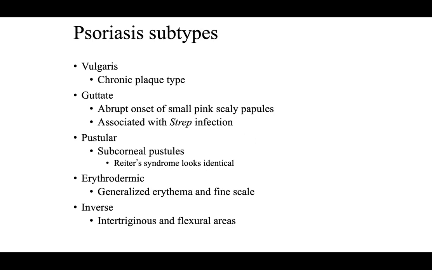So if you see some type of pustular eruption, you should definitely make sure that you rule out Reiter syndrome or keratoderma blennorrhagicum, which can look exactly like psoriasis, but presents on the palms and soles. And it's usually due to some gonorrhea or chlamydia infection. Reiter syndrome is also known as reactive arthritis. We're trying to get away from the eponym here. Erythrodermic psoriasis presents as generalized erythema and fine scale. And inverse psoriasis is mainly defined by where it's located clinically, so intertriginous and flexural areas.